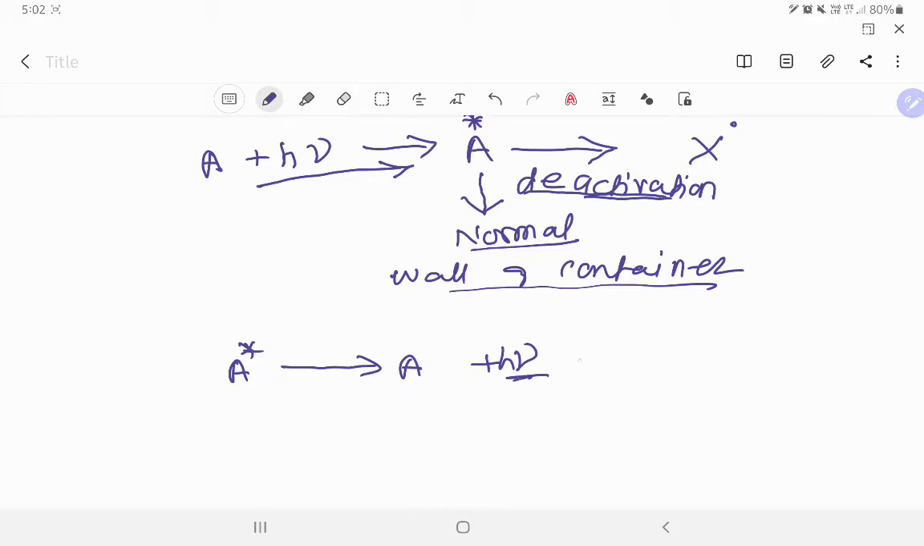Radiation may be emitted. This is called fluorescence. We will see in the next lecture what fluorescence is. This activated molecule may undergo deactivation either by collision or by emission of radiation, due to which there is a low quantum yield.